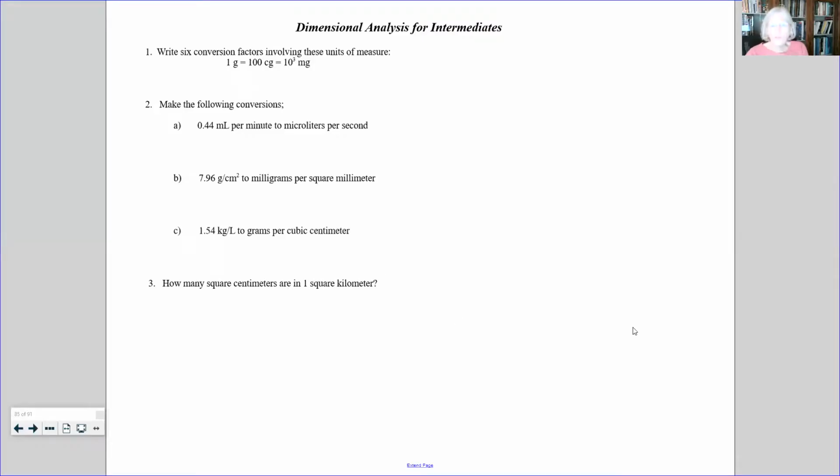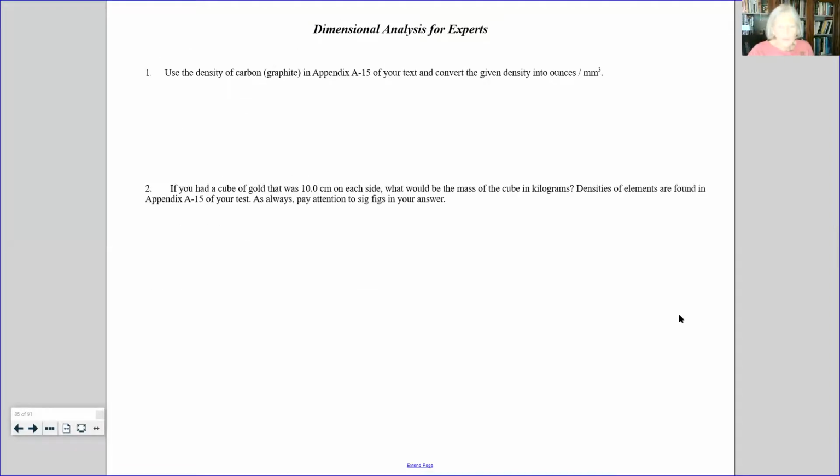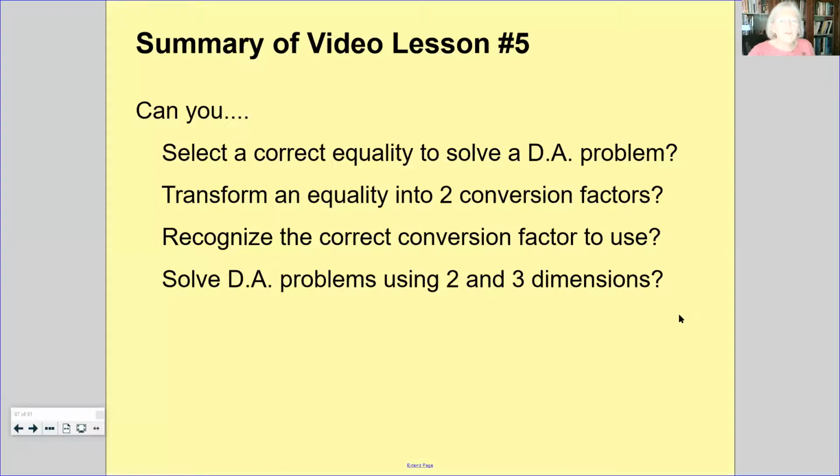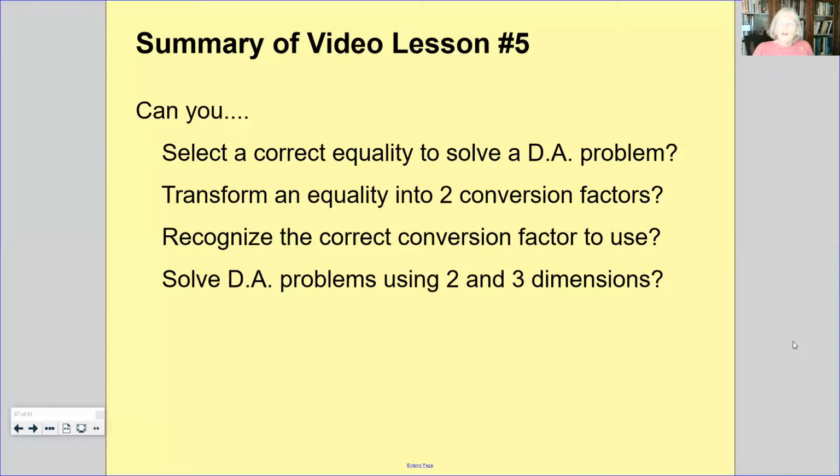So I'm going to share my screen back to my notes for this chapter. So in summary, video lesson 5 is asking you, can you correctly solve a dimensional analysis problem by finding the correct equalities to use as conversion factors? Every time you have one equality, you make 2 different conversion factors. Can you recognize which conversion factor to use? And finally, are you more and more comfortable with 2 and 3 dimensions in our problem solving?